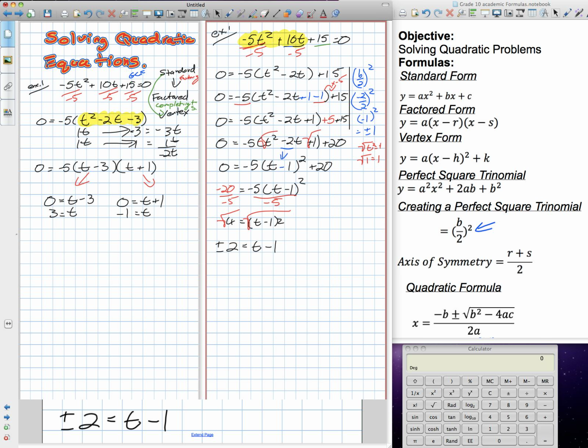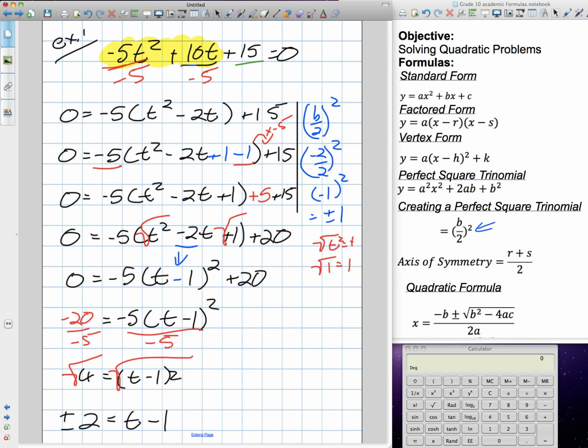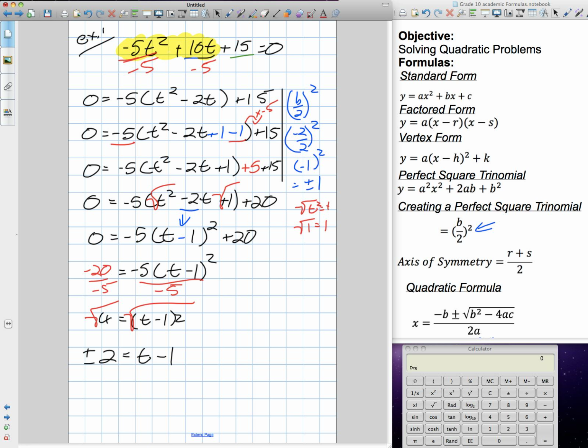So now what we're left with is this splits into 2 equations. One answer is positive 2, one answer is negative 2. So we have 2 is equal to, and negative 2 is equal to, the rest of the equation, which is t minus 1 and t minus 1. So when I bring that 1 over, what does this become? t is equal to 3, which we got on the other page, right? Remember, t was equal to 3. And on this side, what does it become? -1, which was our other answer on that page.